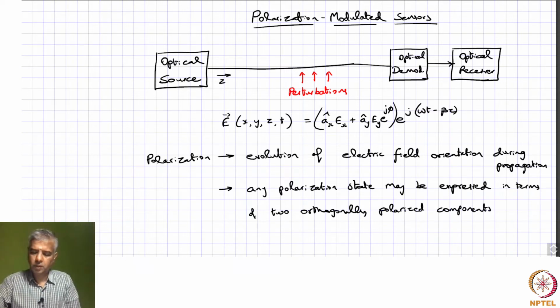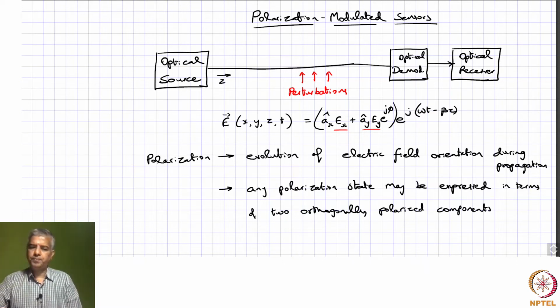So what are we talking about? Well, in this case, for example, we are expressing in terms of the x component and y component. So AX is a linear polarization component along the x direction, and AY corresponds to a linear polarization component along the y direction. So we could express any polarization in terms of two orthogonal components. In this case, the two orthogonal components correspond to these two linearly polarized components along x and y directions.